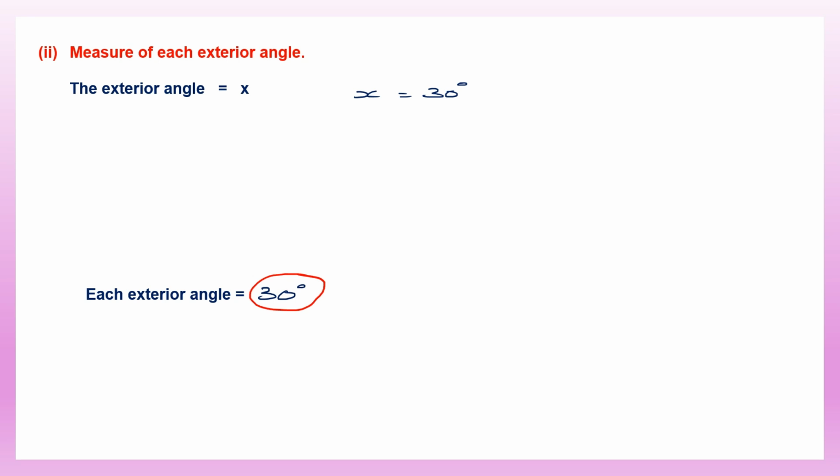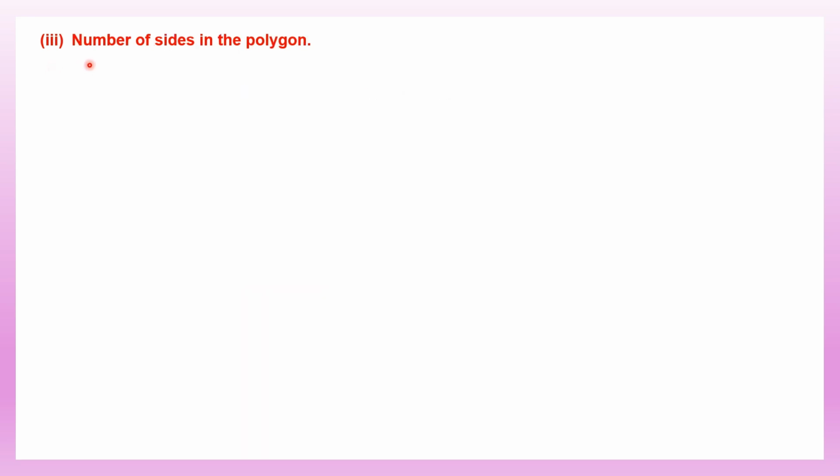Second part of the question is find the measure of each exterior angle. Okay, and we said the exterior angle is x and we found out the value of x to be 30 degrees. So each exterior angle is 30 degrees because we found x is equal to 30 degrees. So exterior angle measurement is 30 degrees. The third question is find the number of sides in the same polygon.